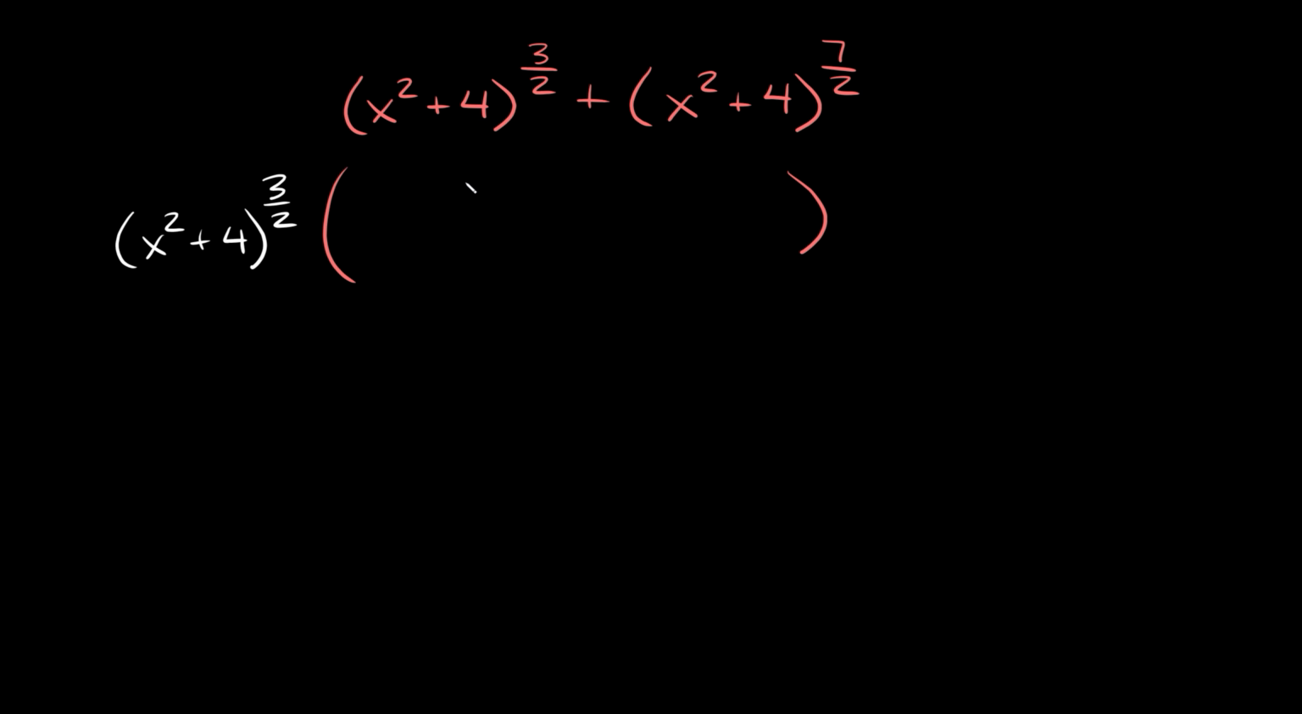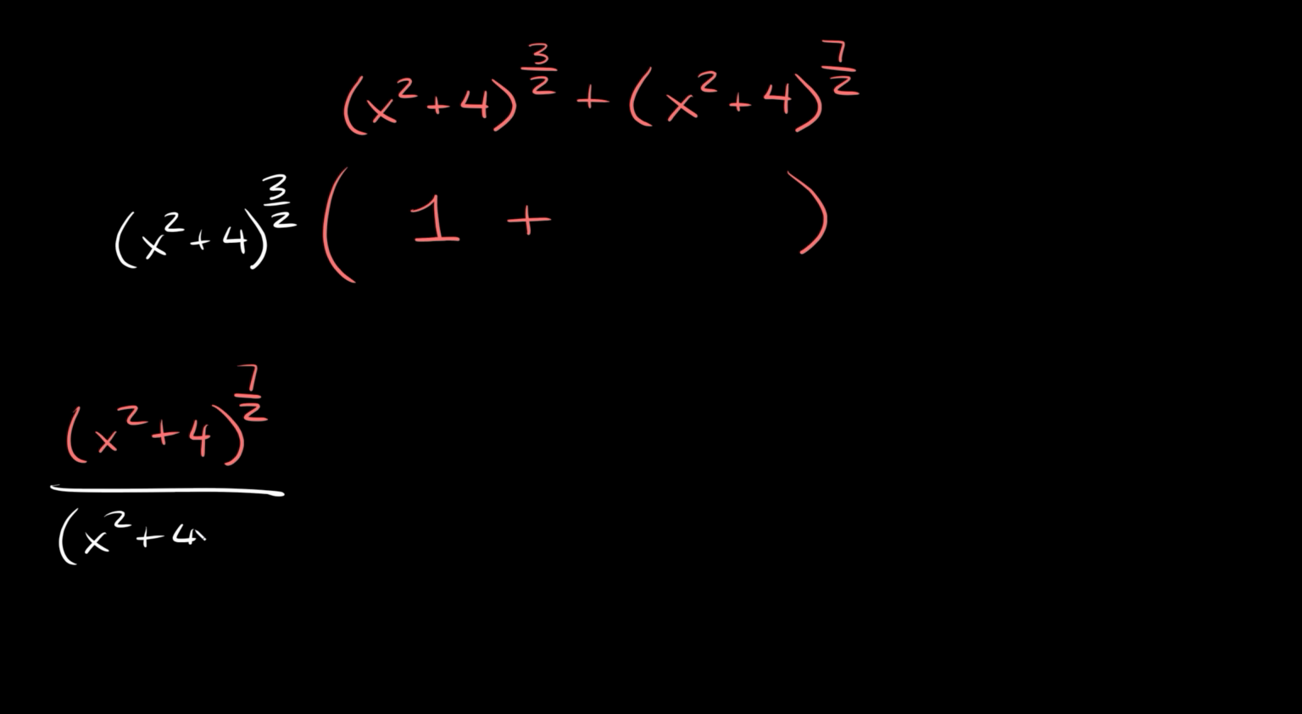And what are we going to be left with? All right, so again, let's just turn these into little division problems. So first, we're going to have x squared plus 4 raised to the 3/2 divided by what we factored out, which is the exact same thing, right? x squared plus 4 raised to the 3/2. So this is going to be equal to just 1. All right, and then we have our plus sign. And then here, this one's different, so let's write this one out. So we're going to have x squared plus 4 raised to the 7/2 divided by x squared plus 4 raised to the 3/2. All right, so then here we have the same base, right?